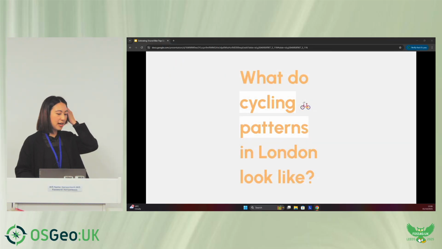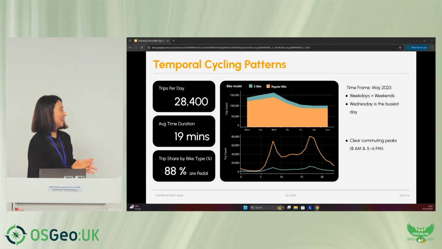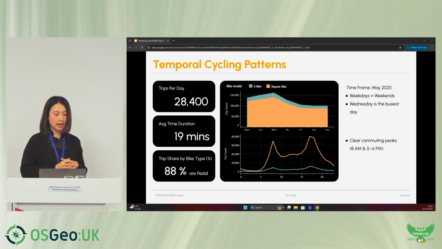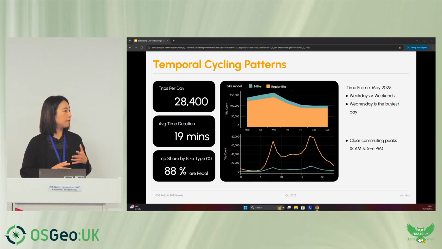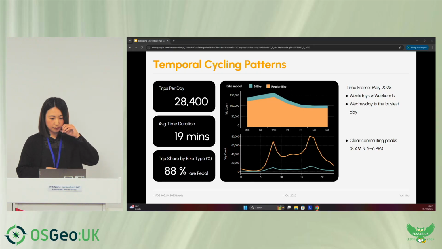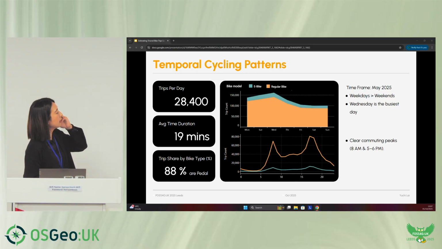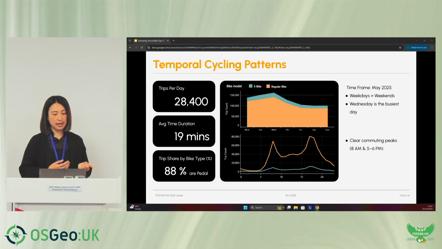Yeah, so let's look at the cycling pattern in London first. On average, using the data from May 2025, there are about 28,000 trips a day, the average duration of a trip is around 90 minutes, and 88% of the trips use pedal bikes. Looking at the temporal patterns, weekdays are more popular than weekends, and Wednesday is the busiest day of the week.